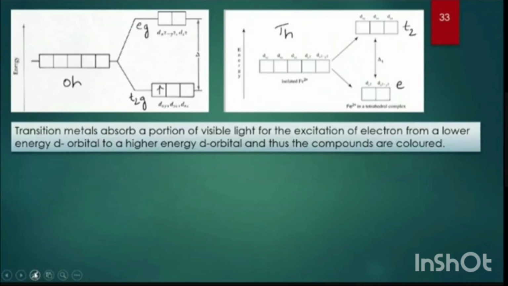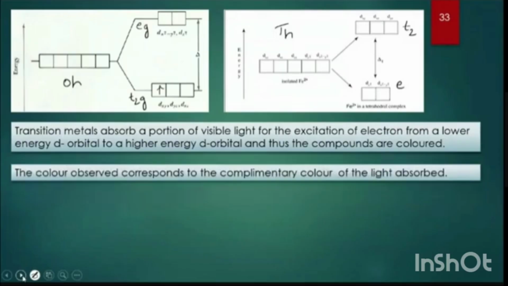See, when visible light is made to pass through transition metal compounds, they absorb a small portion of visible light. Visible light is comprised of many colors, just like the rainbow colors, if you remember. They absorb a portion of visible light in the form of photon energy for the excitation of the electron, because the electron should be excited from a lower energy d orbital to a higher energy d orbital. So this leads to the formation of colored compounds.